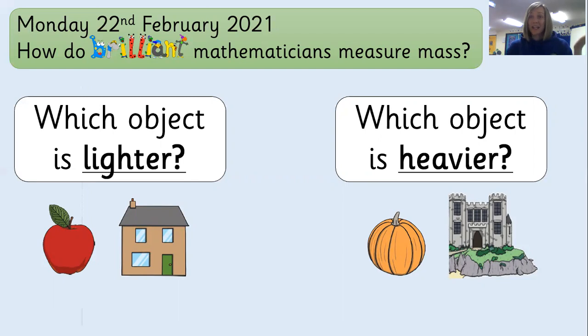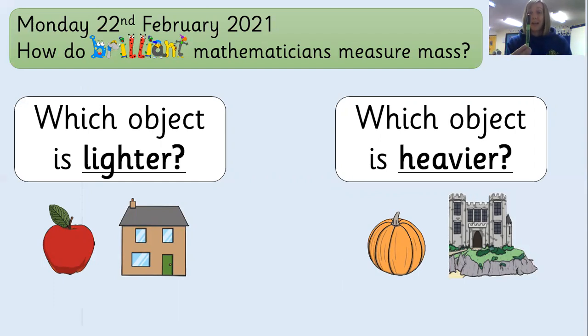Now, if you've enjoyed looking at those balance scales, you might have a go at looking for some objects around your home that you could balance. Don't worry if you don't have a set of balance scales. You could become the balance. You could become a human balance scale and you could get 2 objects.